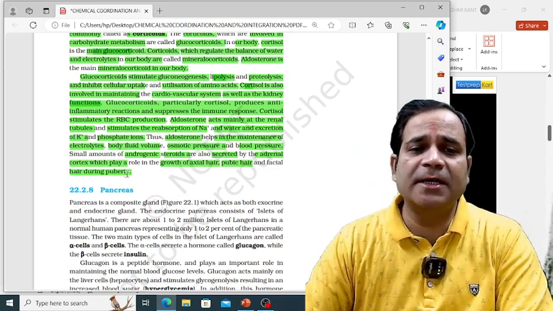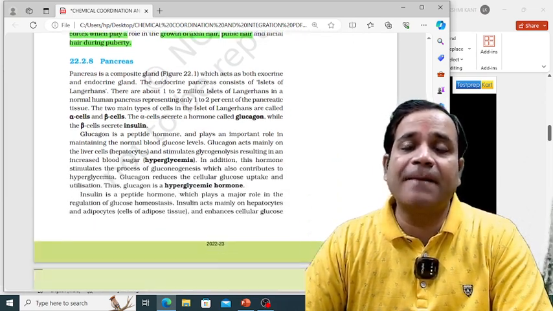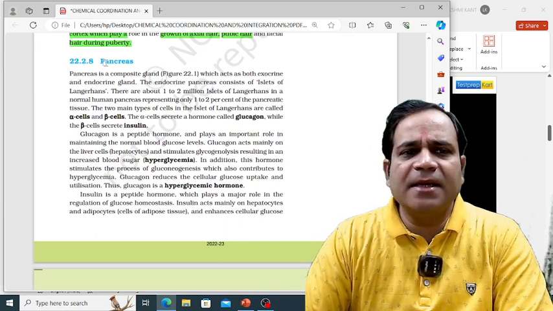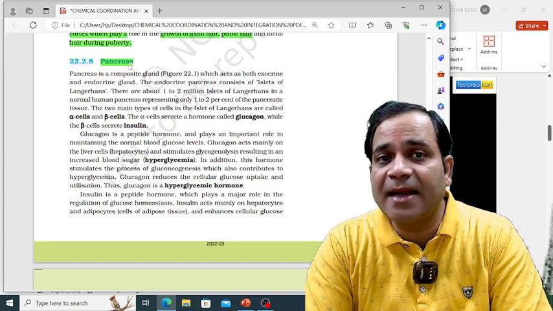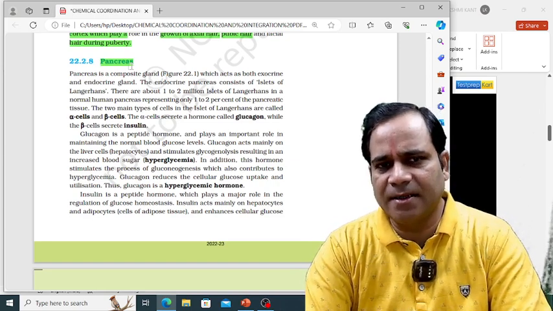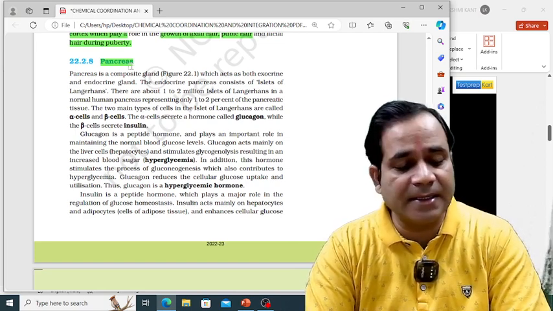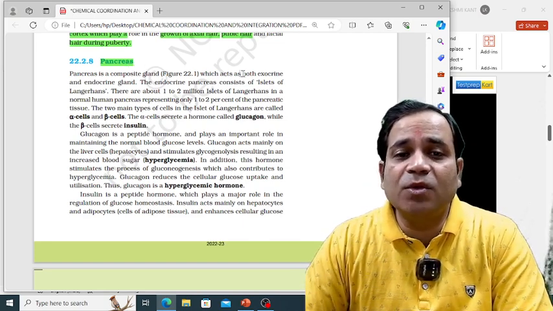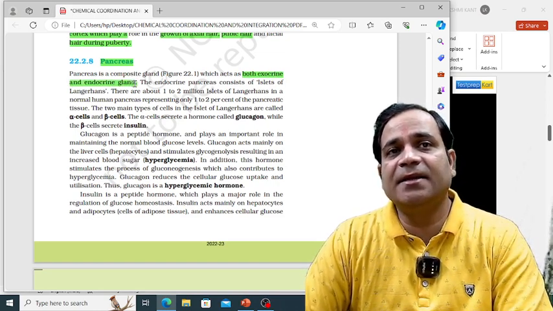Now the point here to understand is about the pancreas, my dear. See what I'm saying about this pancreas. You know that the pancreas is which type of gland? Heterogland, my dear. So the pancreas is a composite gland. We also say the heterogland. Both are correct. But if I say composite gland, it acts as both an exocrine and endocrine gland, my dear. Getting my point?